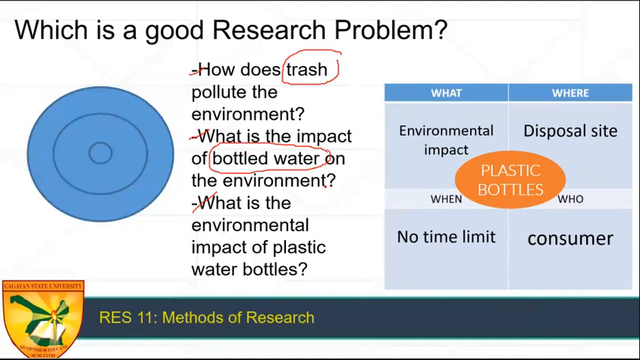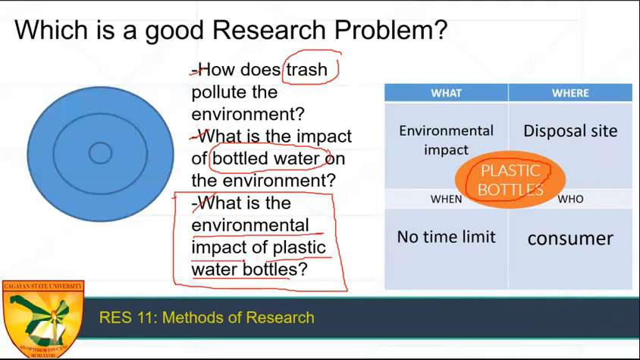We have different types of bottled water. So this research problem is the best amongst the three because it states here already the plastic water bottles, which is the topic itself. What about it? The environmental impact. Actually, there's a missing part here, the who.